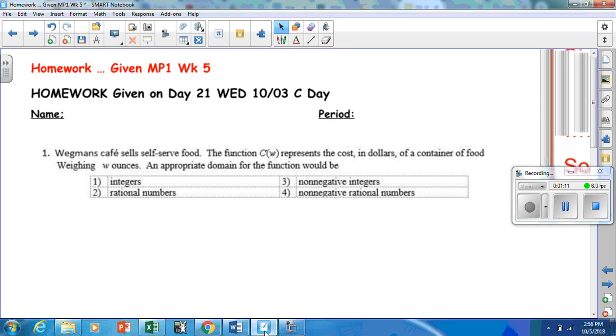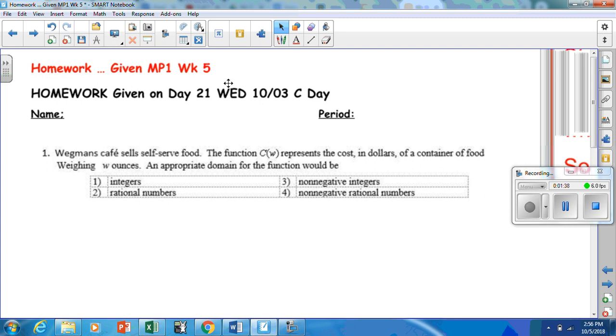Okay, let's consider question 1 from Wednesday. Wegmans Cafe sells self-serve food. The function C of W represents the cost in dollars of a container of food weighing W ounces. An appropriate domain for the function would be.